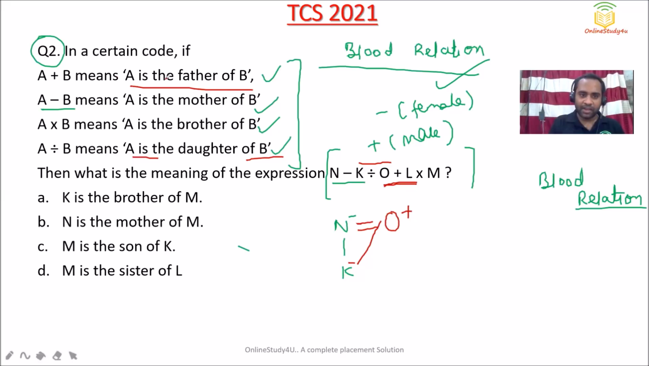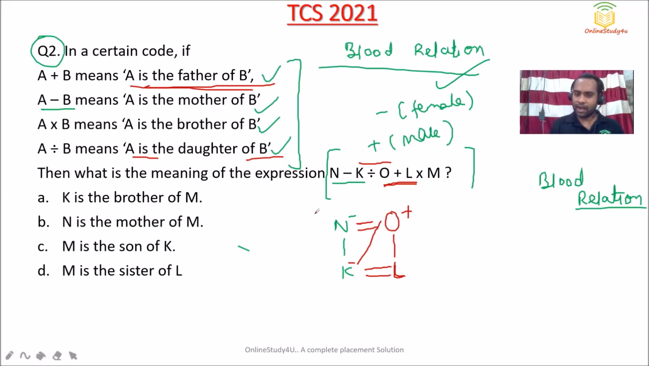So plus means A is father of B. So O is father of L. O is also father of K. So K and L become siblings, right? L might be female or male, that we don't know till now. So if you don't know anything, please do not assume. But right now we know K and L are brother and sister, or sisters, right?